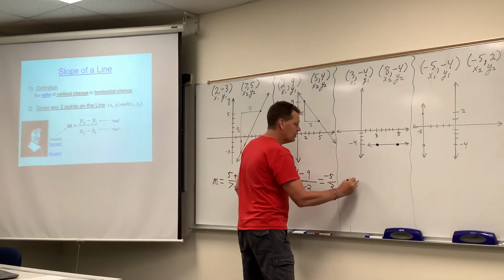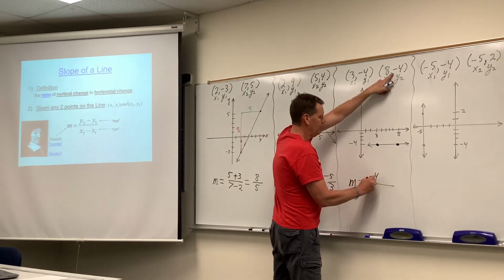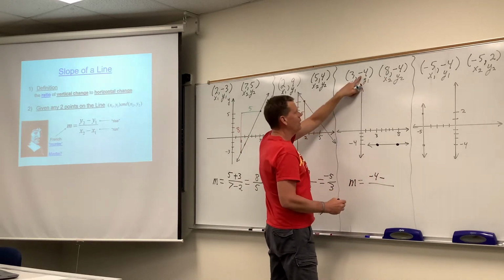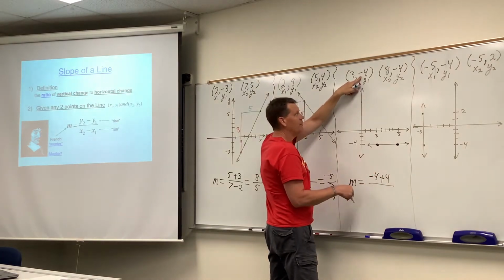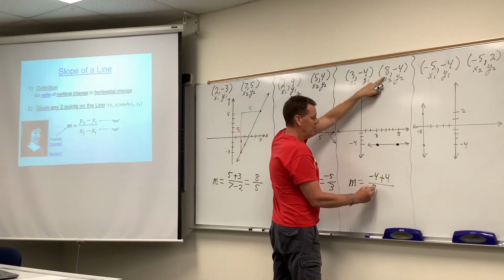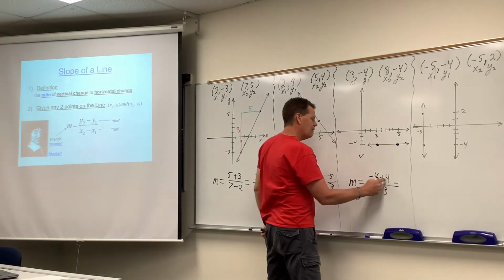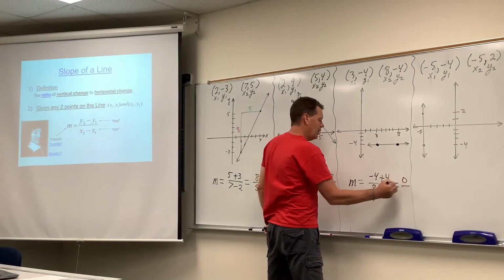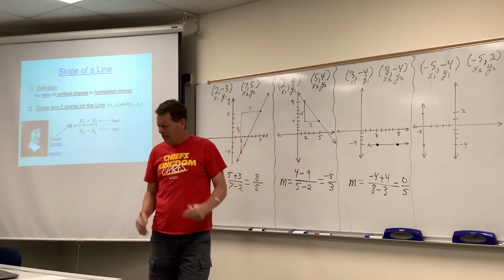So the slope here would be y2, which is -4, minus y1. Oh, minus negative, that's plus. Minus negative over x2 minus x1. And so -4 plus 4 is 0. And 8 minus 3 is 5. Okay, now I get this all the time. I don't know what that fraction equals.